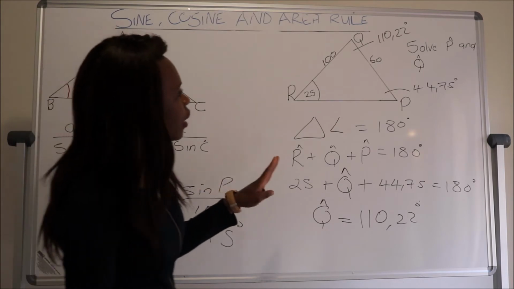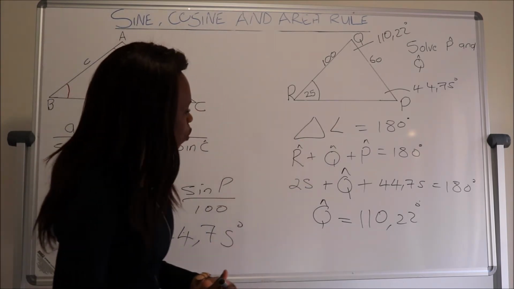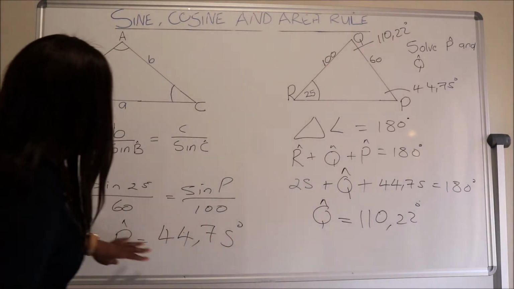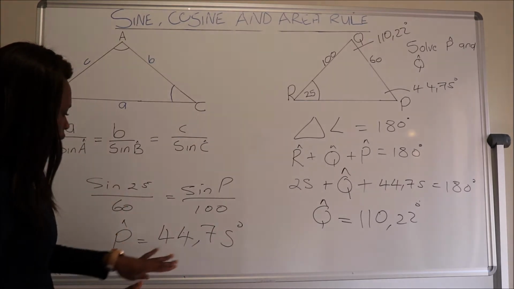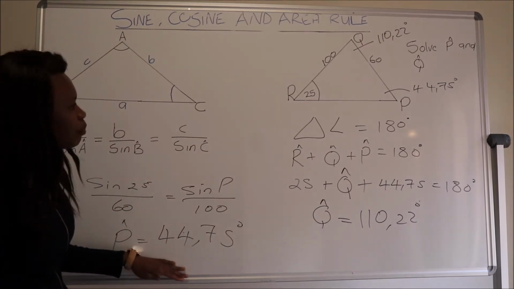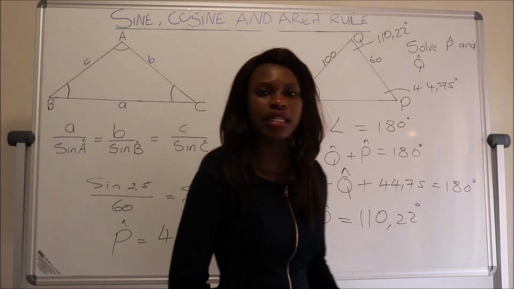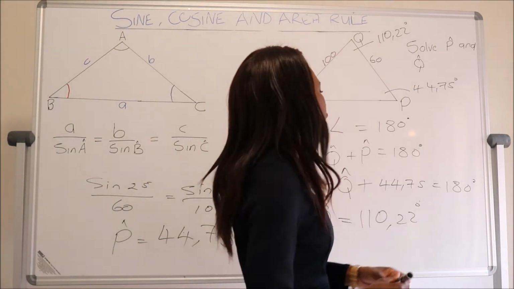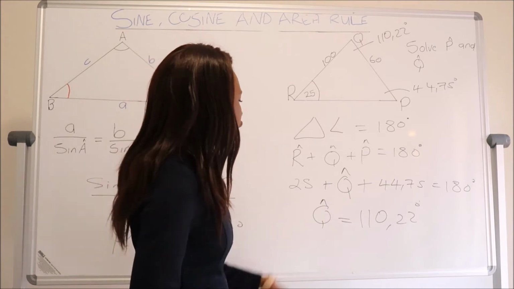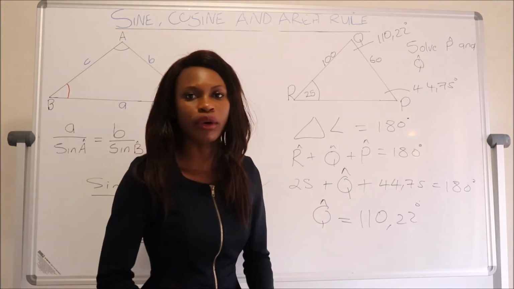To find the angle of P and also the angle of Q, you just use the trigonometric ratio, which is the sine rule, and find the one angle, which is angle P. After that you use the rule that all angles of a triangle are equal to 180 degrees. Then after that you can find your answer for both the angles that are needed in the question.